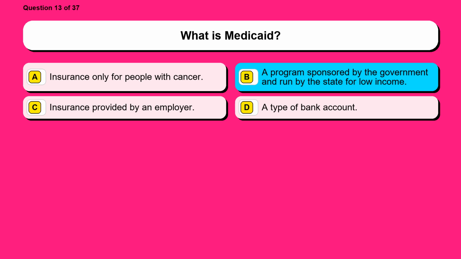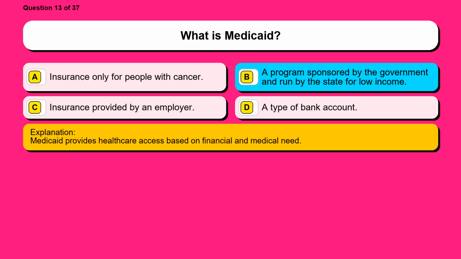The correct answer is option B, a program sponsored by the government and run by the state for low income. Medicaid provides healthcare access based on financial and medical need.